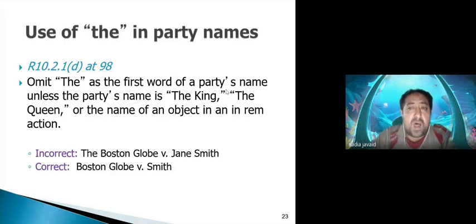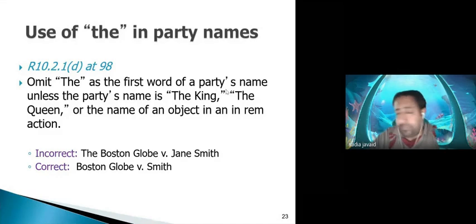Use of "the" in party names. Omit "the" as the first word of a party's name, unless the party name is the King, the Queen, or the name of an object in an in rem action. So "The Boston Globe versus James Smith": you have to eliminate the "the". So Boston Globe versus Smith.